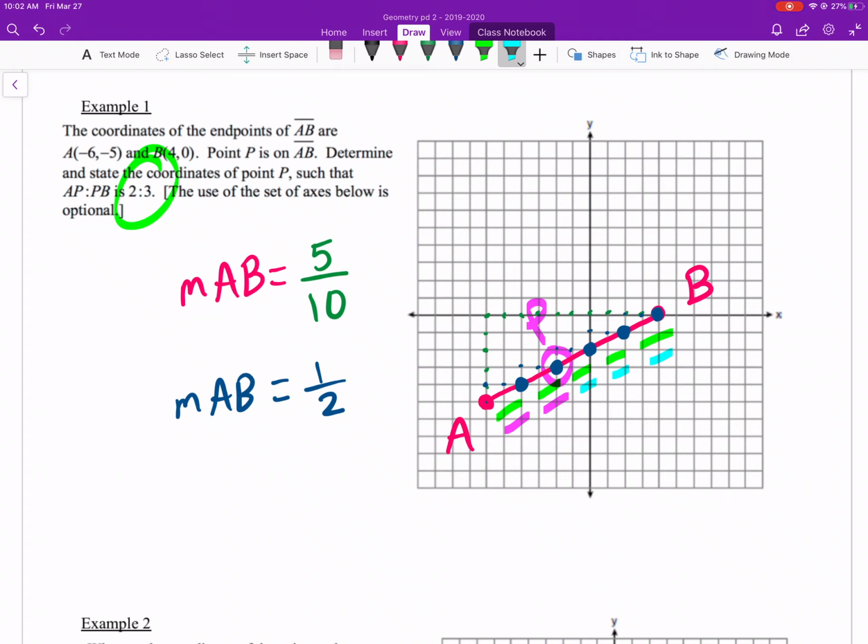Make sure you state the coordinates. Okay, you could lose a point for something silly. All right, point P is (-2, -3).